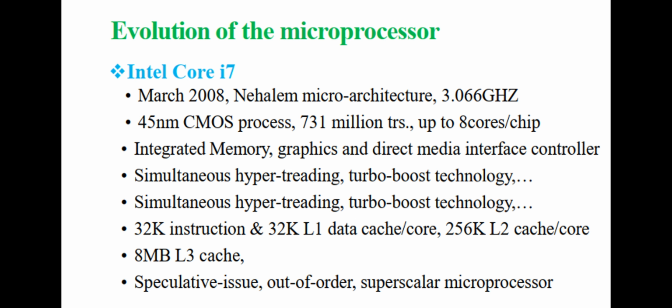Evolution of the microprocessor: Intel Core i7, March 2008, Nehalem microarchitecture, 3.066 GHz, 45 nm CMOS process, 731 million transistors, up to 8 cores per chip, integrated memory, graphics and direct media interface controllers, simultaneous hyperthreading, turbo boost technology. 32K instruction and 32K L1 data cache per core, 256K L2 cache per core, 8 MB L3 cache, speculative issue, out-of-order superscalar microprocessor.